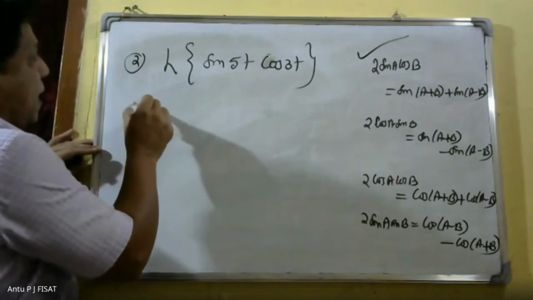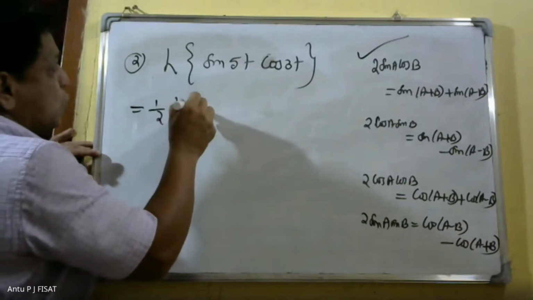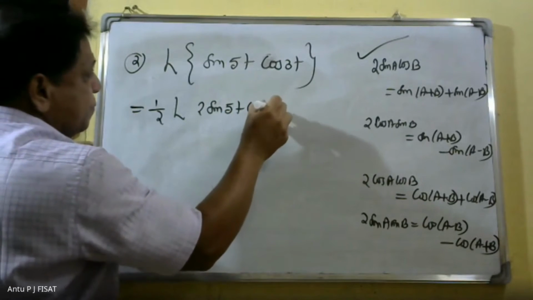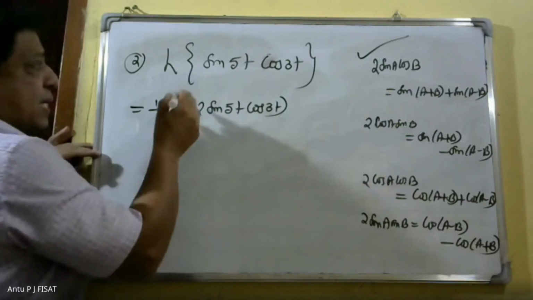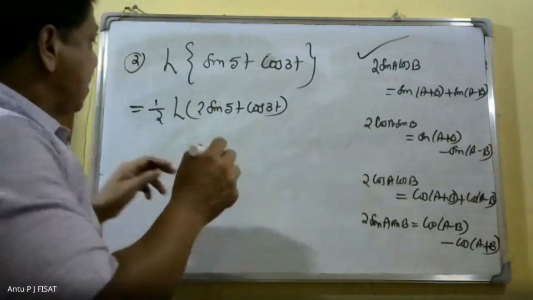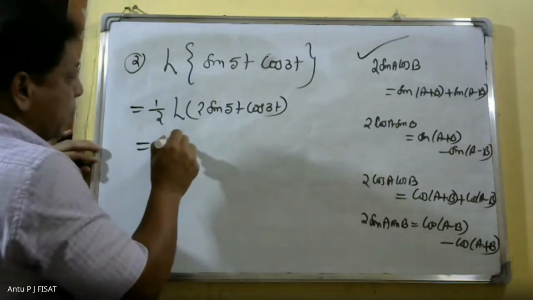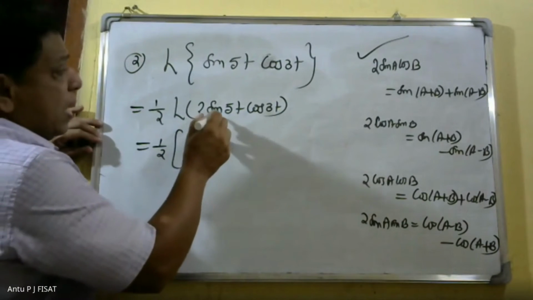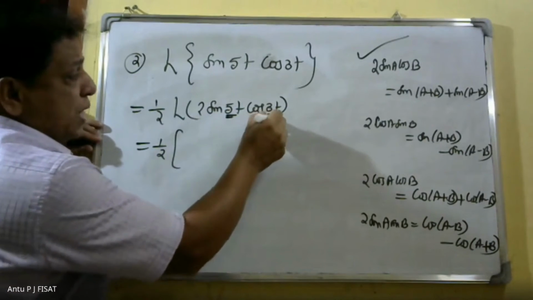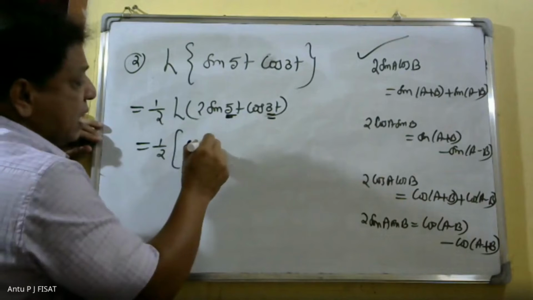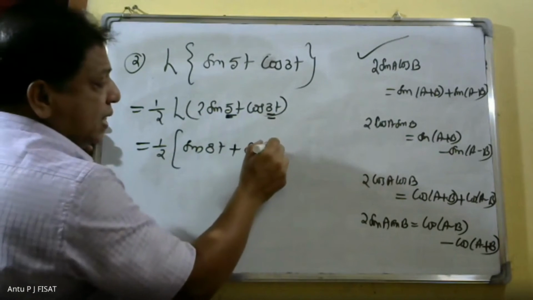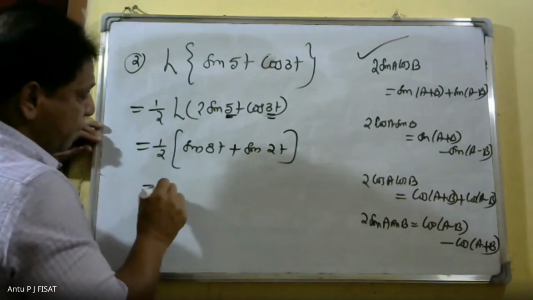Then we write 1 by 2 into Laplace transform of 2 sin 5t cos 3t. We multiply numerator and denominator by 2. Then we get 2 sin 5t cos 3t. Then we can apply the formula 1 by 2 into sin (a plus b), where a is equal to 5t, b is equal to 3t. Therefore, sin 8t plus sin (5t minus 3t), that is sin 2t. Therefore, 1 by 2 into.